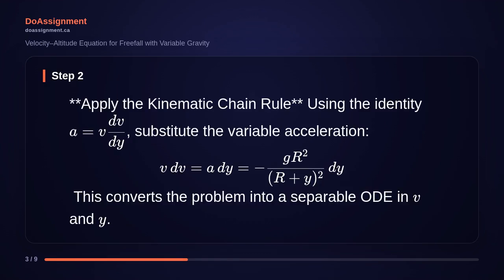We use the kinematic identity, acceleration equals v times dv dy. Substituting our expression for a, we get v dv equals negative g r squared over the quantity r plus y, squared, times dy. This is now a separable equation we can integrate directly.